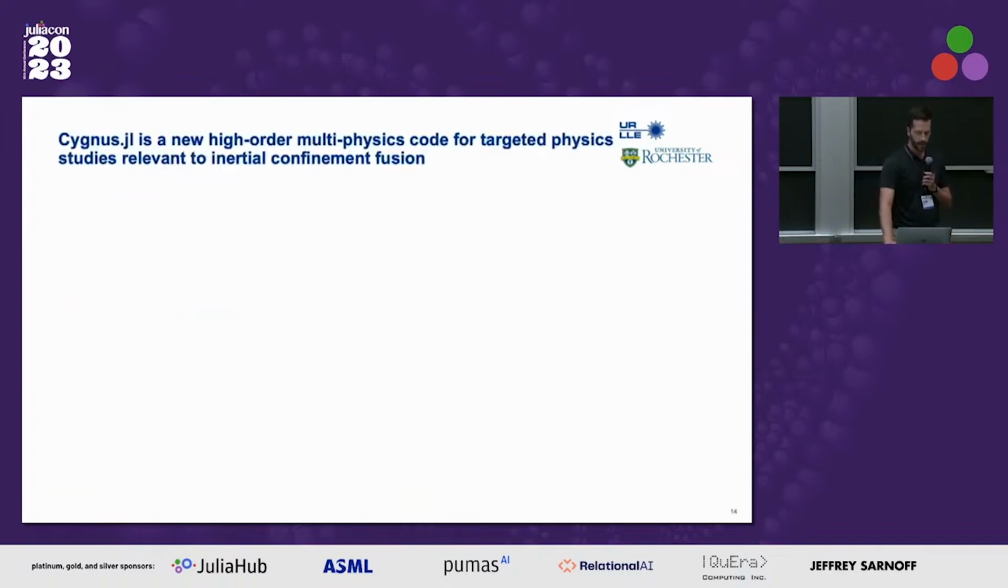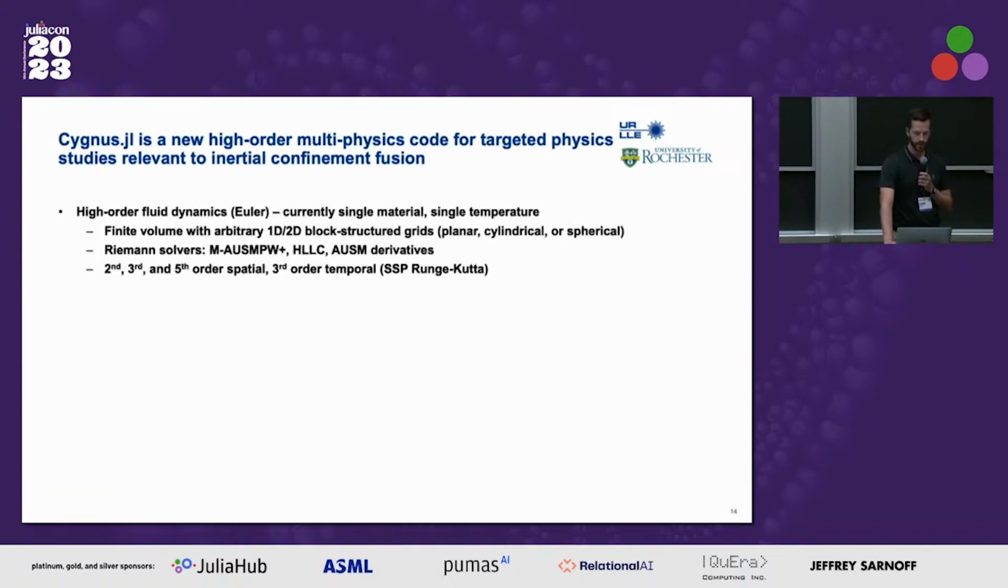So Cygnus is a new high-order multi-physics code for targeting physics studies relevant to ICF. And at a first go, we have high-order fluid dynamics. We're solving the Euler equations. It currently is for a single material, single temperature. It uses the finite volume method with arbitrary 1D or 2D block structured grids. It uses a couple different Riemann solvers. If you're not familiar with those, don't worry about it. It's just a way of solving these equations. And then we have multiple orders in space, second, third, and fifth, and then third order in time for Runge-Kutta.